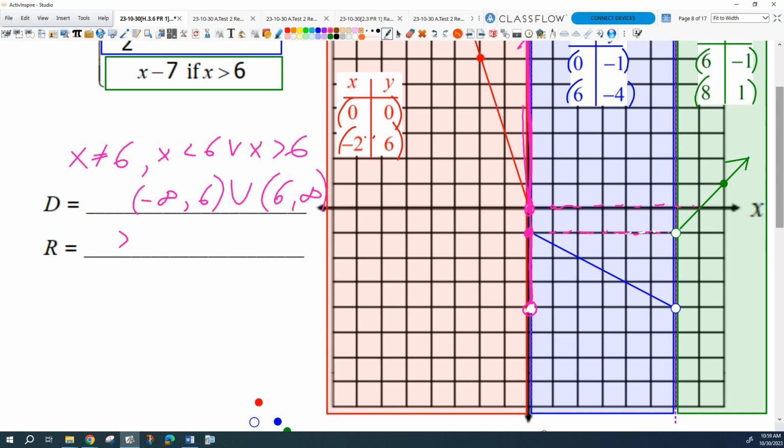Okay, so how would I say the range as an inequality? Okay, what's greater than -4? Y is good. Say that as an interval. -4, comma, infinity, and I'd need parentheses, right? Okay, good. All right, let's turn this around.